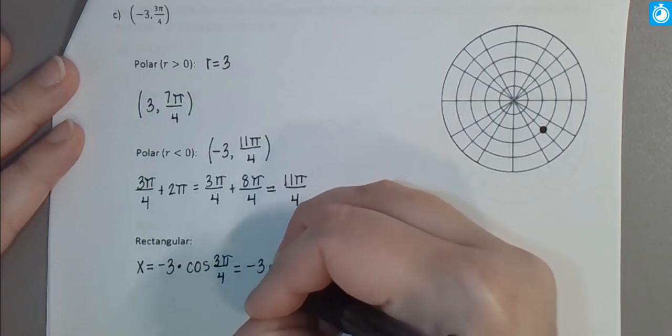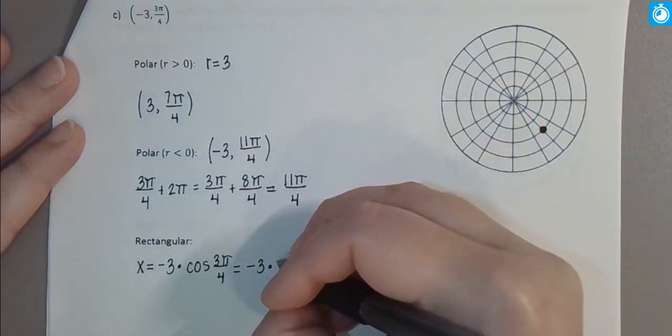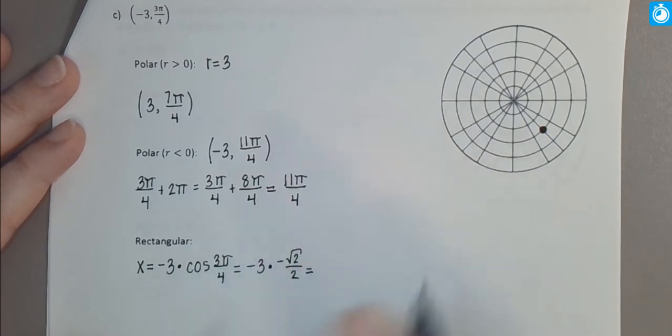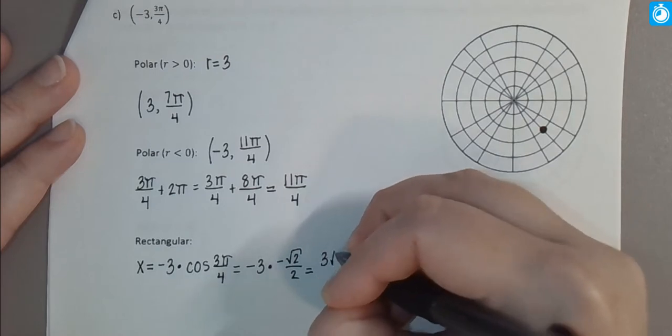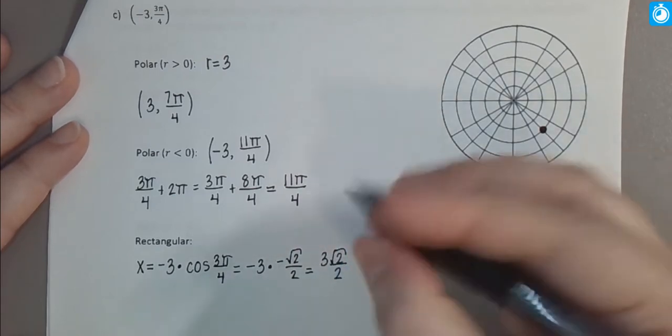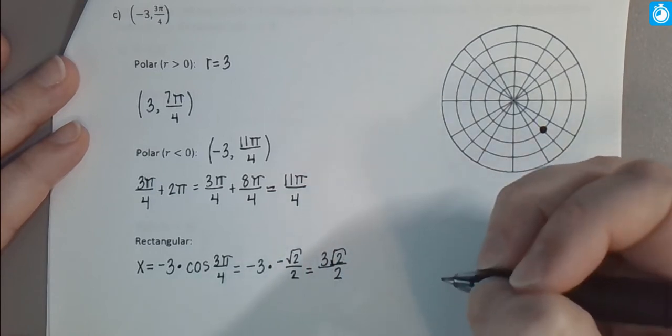So -3 times the cosine of 3 pi over 4, which is -√2 over 2. Notice those two negatives multiplied together give me a positive. So that's going to be 3√2 over 2. And of course we can put it all under 3.